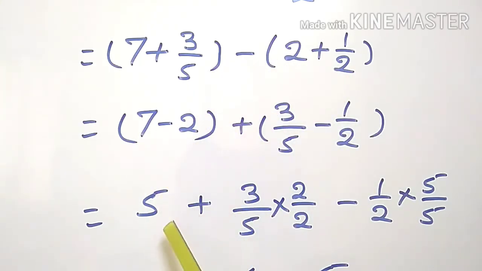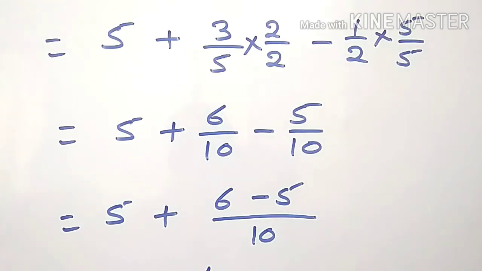7 minus 2 is 5 and 3 by 5 minus 1 by 2. So 2 and 5 are prime numbers. So LCM of 2 and 5 is 10. Multiply the numerator and denominator of first fraction by 2 and numerator and denominator of second fraction by 5 so that they give denominator 10. So we got 5 plus 3 twos are 6 upon 10 minus 5 ones is 5 upon 10.